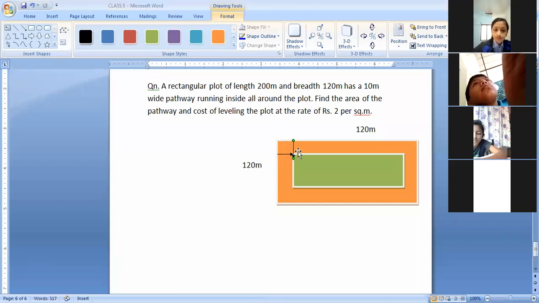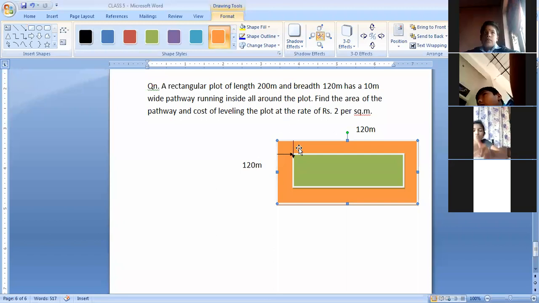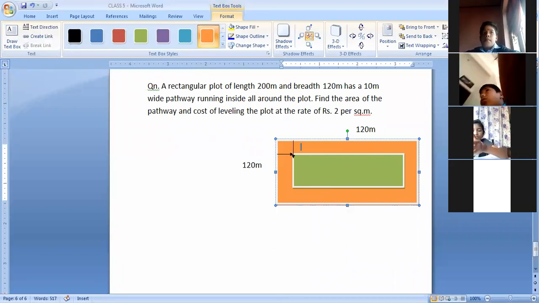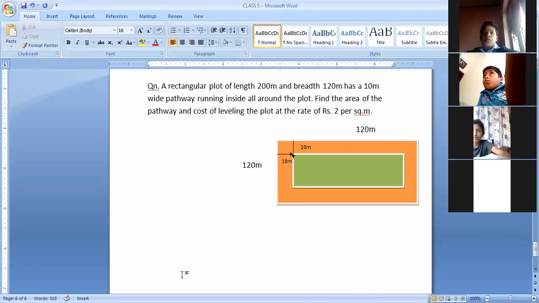10 meter. Here it's also 10 meter. Clear? So can you find the area of the pathway now? How can we find it?